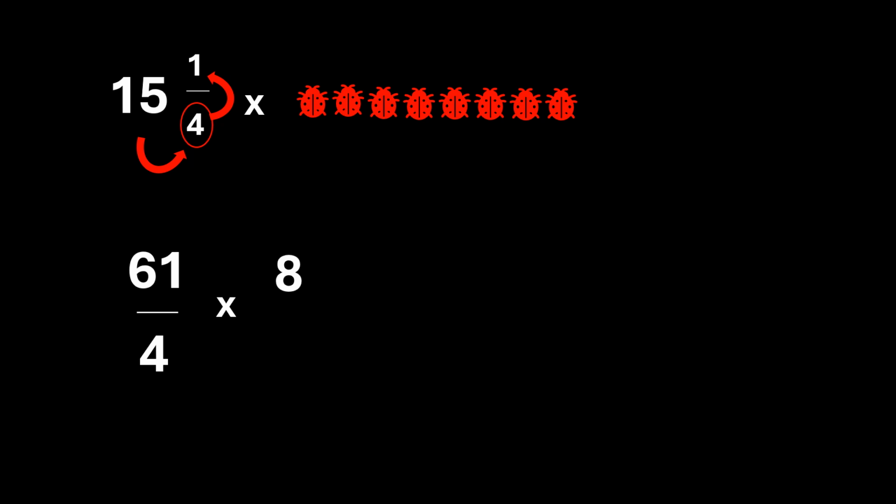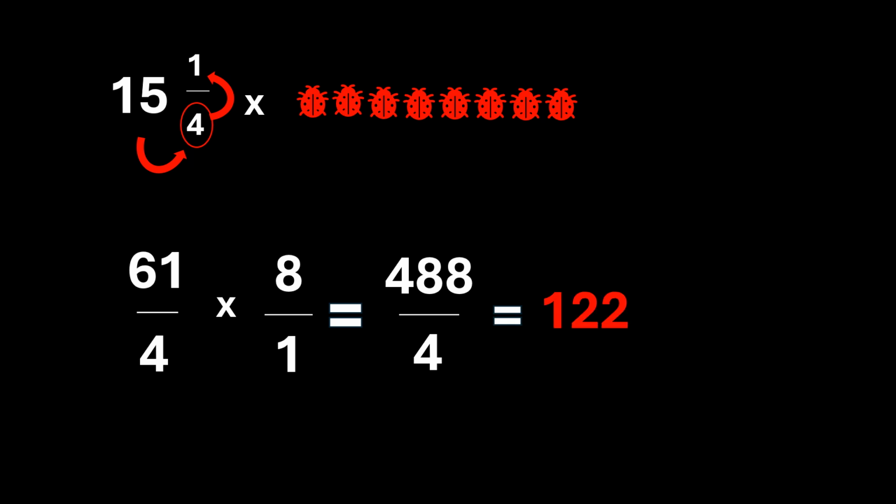Multiply by 8. We'll turn that into a fraction by throwing a 1 underneath it. 61 times 8 will give us 488. On the bottom, 4 times 1 is 4. 4 is our greatest common factor. That gives us 122 ladybugs.